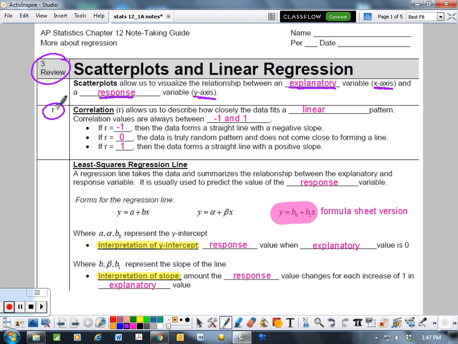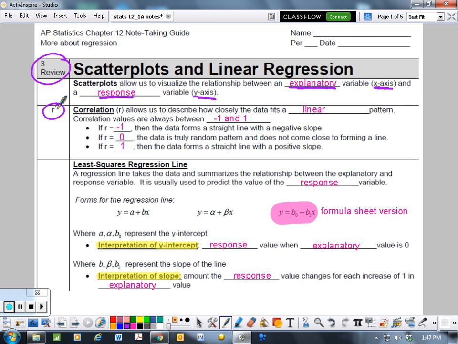Our correlation values are always between -1 and 1. A -1 means the data forms a perfect straight line, but it has a negative slope. So as one value increases, the other one decreases. If R equals 0, the data is a truly random pattern and does not come close to forming a line, so there's no relationship between them. And if R equals 1, then the data forms a straight line with a positive slope. So as one value increases, the other value also increases in a perfect straight line pattern. We rarely get the perfect straight line, but we will get data that's really, really close.